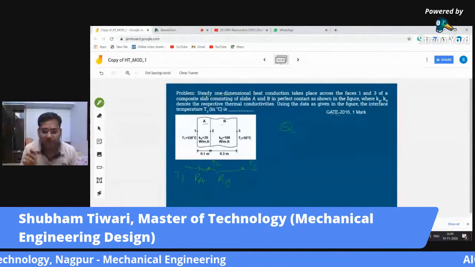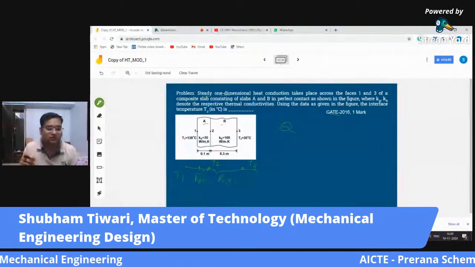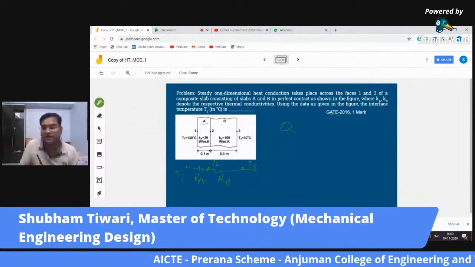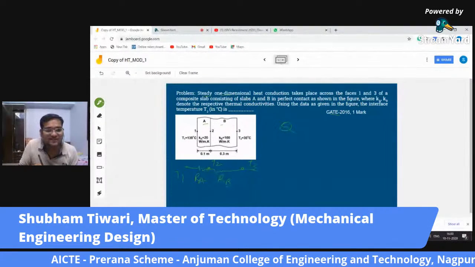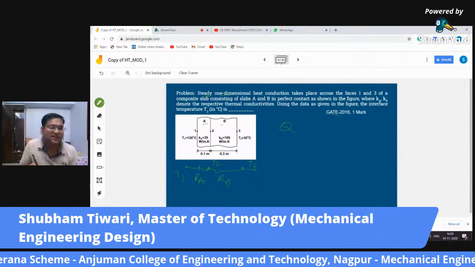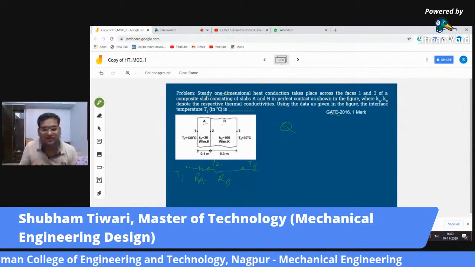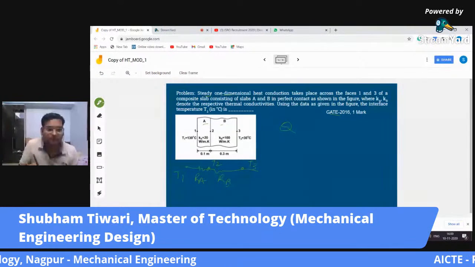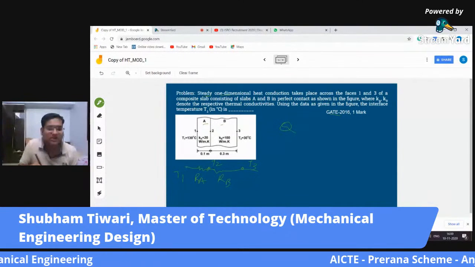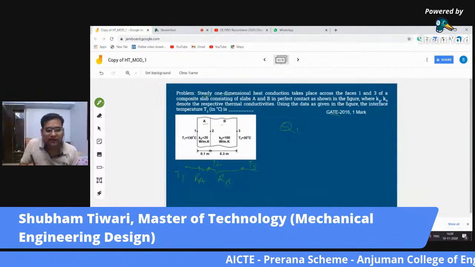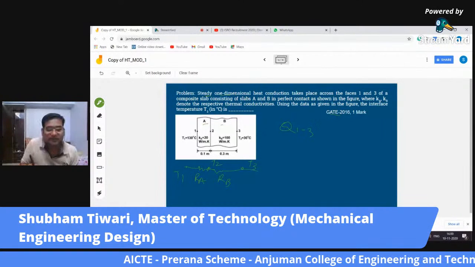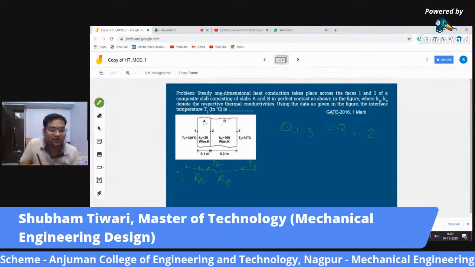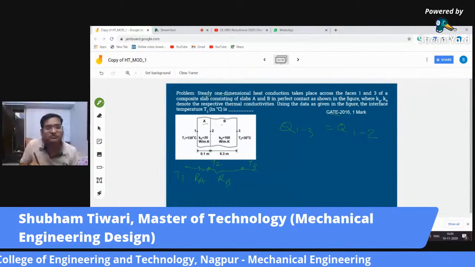Now I told you to stress on each and every word while solving the problems of fluid and thermal section. It states steady heat conduction. Steady means that the heat transfer rate is going to stay constant at any instant of time and at any place. So I can say that the total heat transfer from 1 to 3 will be equal to the heat transfer from this section 1 to 2.